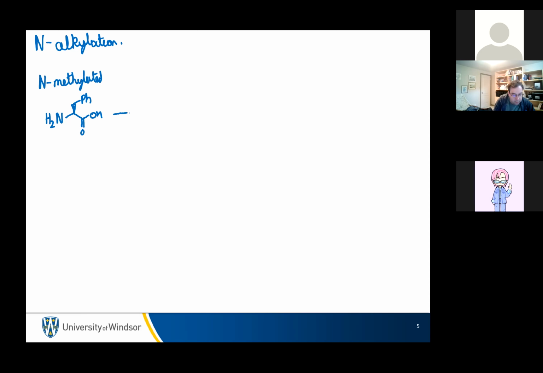You methylate it. Normally the methylation conditions for this would be formaldehyde, sodium cyanoborohydride, and this goes through an imine, to give you the N-methyl.